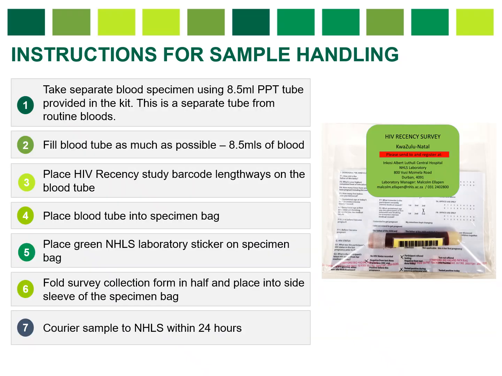Some tips about taking the sample itself. Remember, this is a separate blood tube to the one that is being taken for routine bloods, and that is using the special tube that we provided in the kit. It's an 8.5 ml PPT tube. PPT stands for plasma preparation tube. As I mentioned, it is like an EDTA tube, but it has the gel plug.